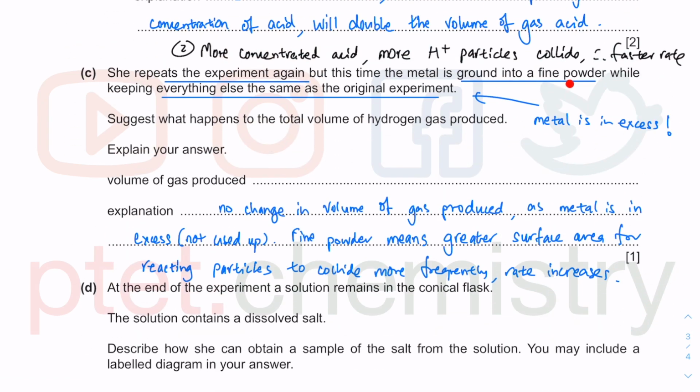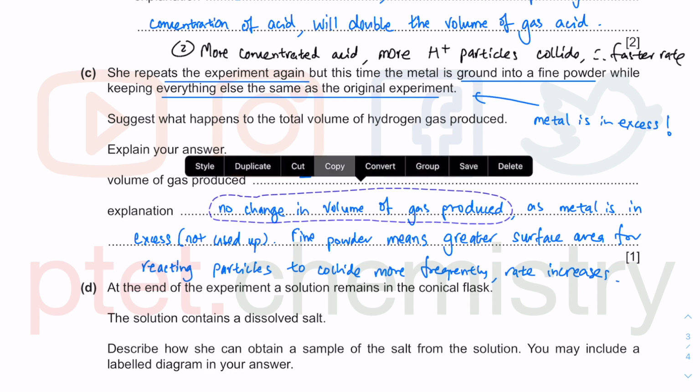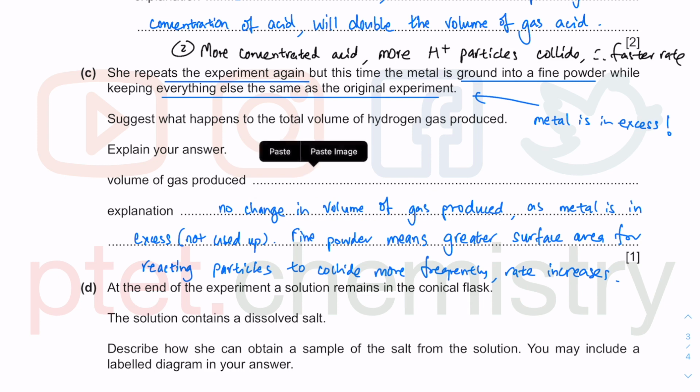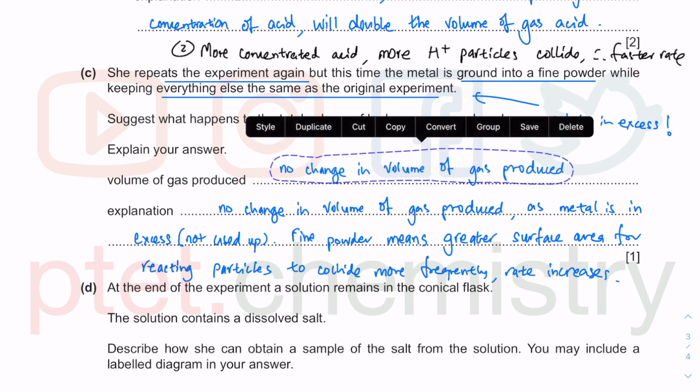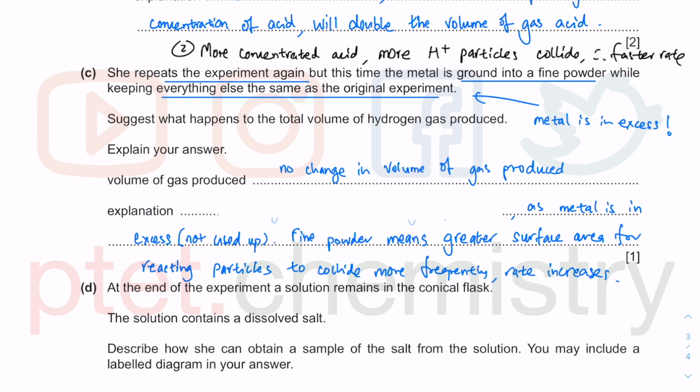As you use a fine powder there, so it has to be 2. Actually, they're not looking for the line, they're looking for the volume of the gas produced. So realistically speaking, I have already answered that: no change in the volume of gas produced. So I could just copy that over on that side and just put my answer there.